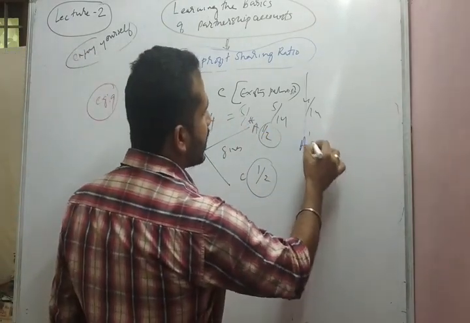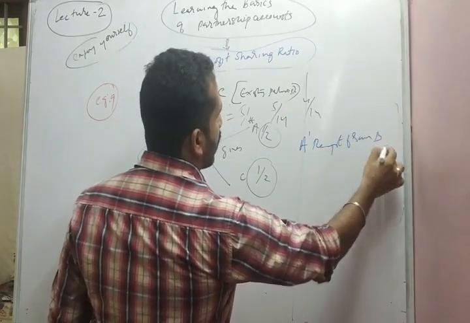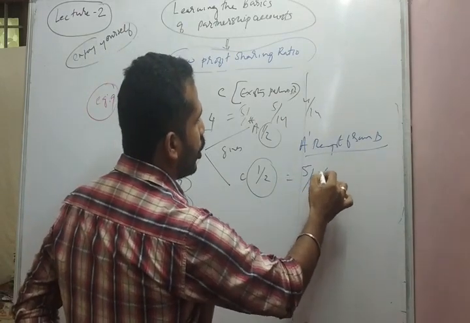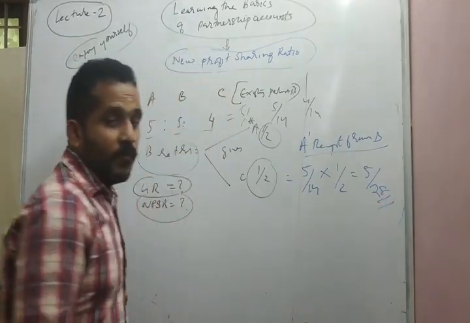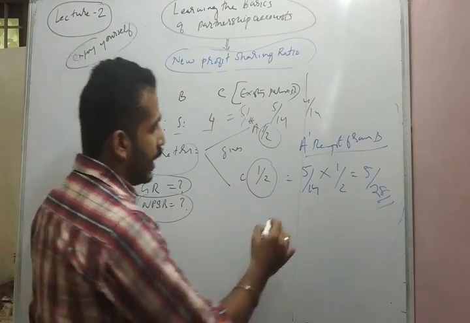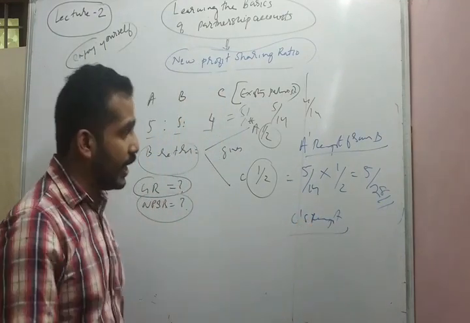So A receives from B. How much? A's receipt from B is 5 by 14 into 1 by 2. That is 5 by 28. 5 by 28 is the receipt from B by A. Then about C. C's receipt from B.